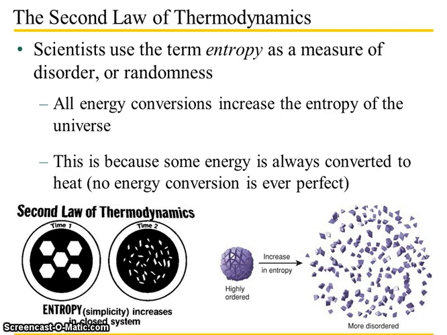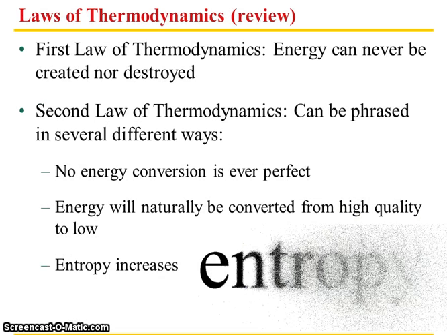Second law: everything goes towards entropy, towards disorder. You can see, for example, that over time things will spread out and become more disordered. They go towards random. Okay, so first law, you can't create or destroy energy. Second, entropy increases. We go from ordered to disordered.